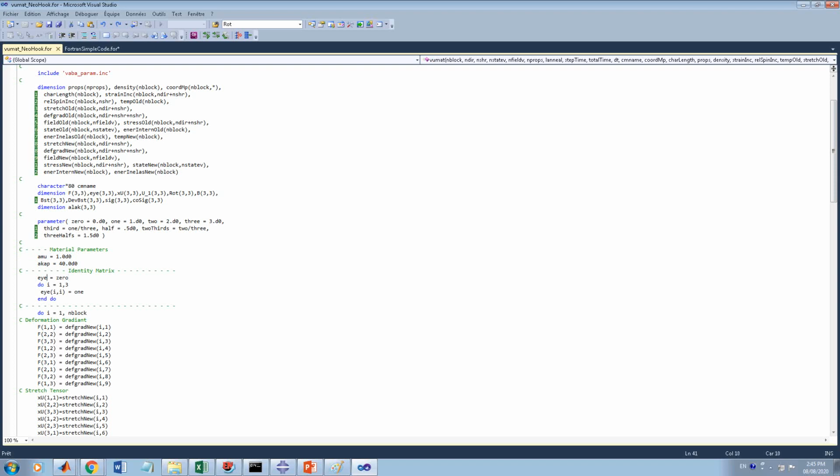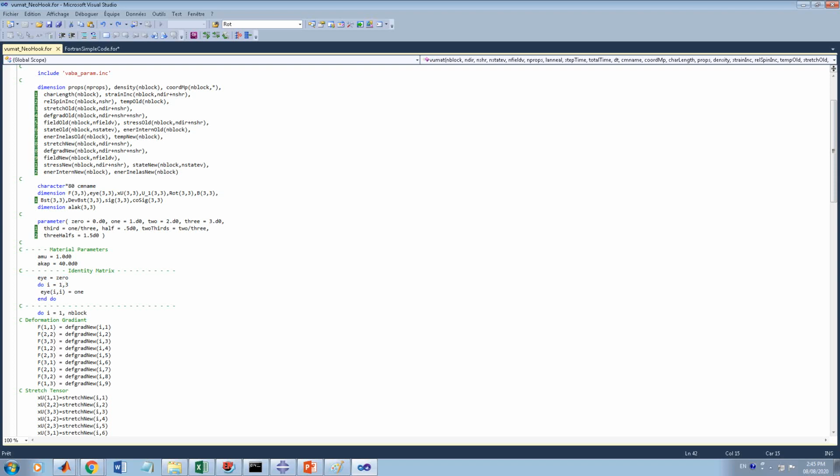Here I wanted to define the identity matrix. I defined it as I, and it is 3 by 3, and all of the elements are 0 except those which are on the main diagonal.